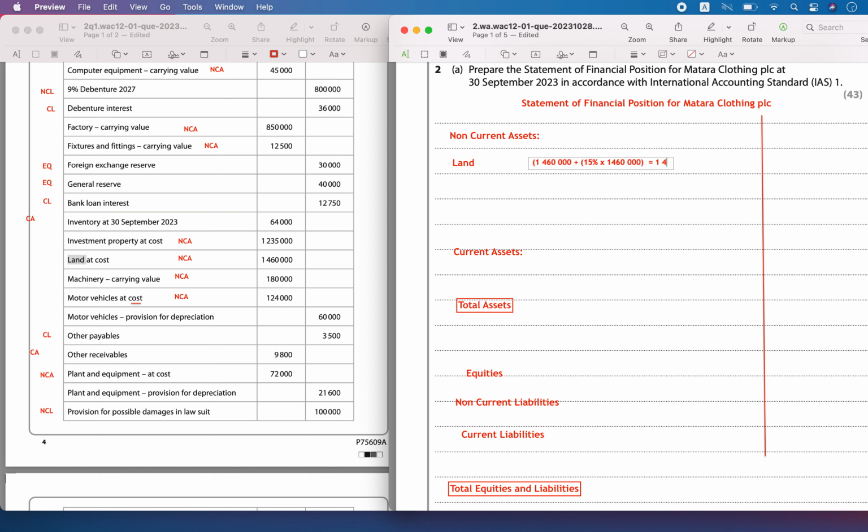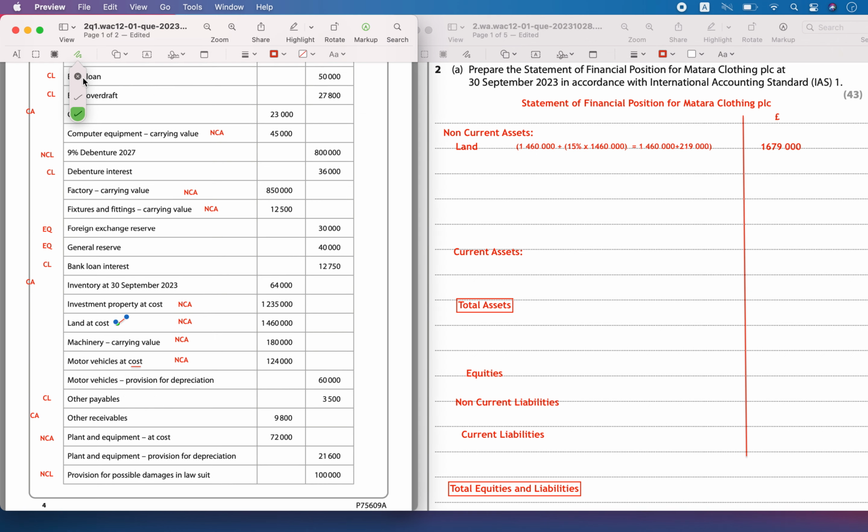So 15% of 1,460,000, okay, plus, and you have 15% of 1460 is 219,000. So this value is going to be equal to 1,679,000. Factory, okay, which is in the highest value.